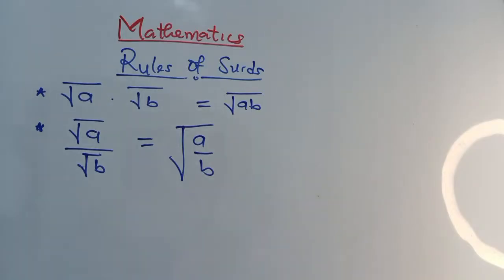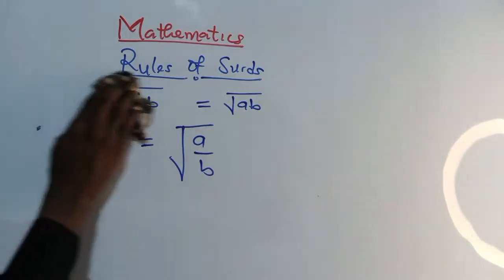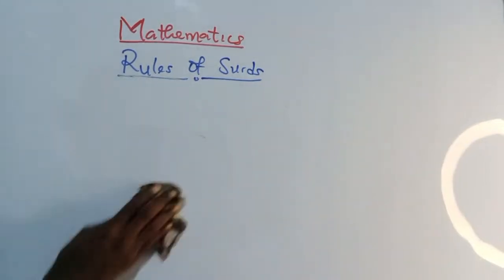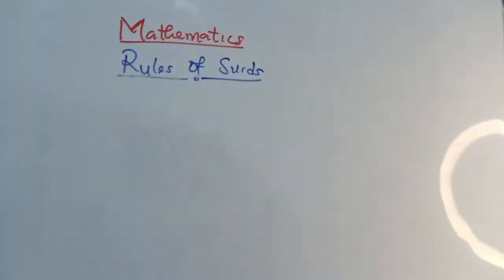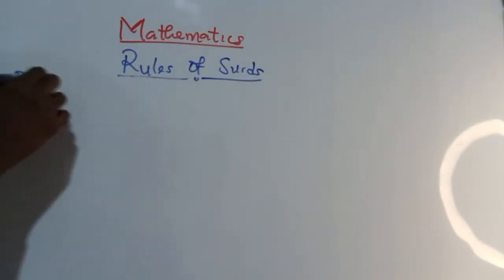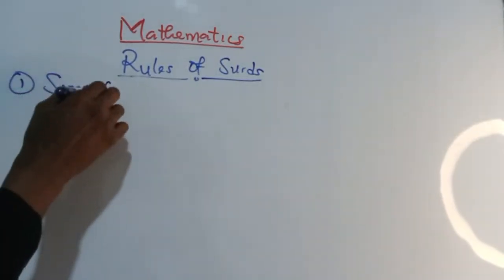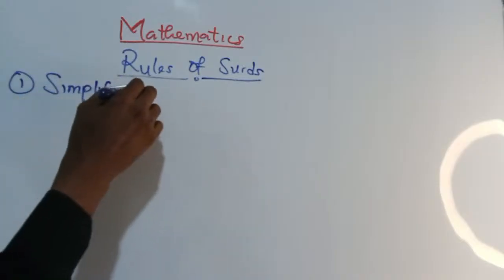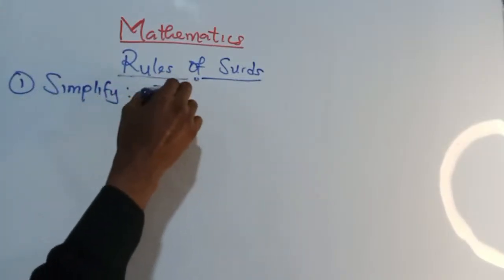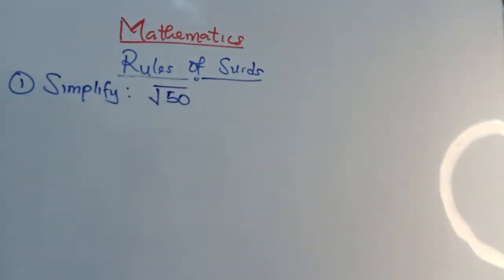Now, number one, let's solve this problem. Simplify root 50. You have to simplify root 50. Because now we have perfect square numbers. These are numbers that you can find their square roots.